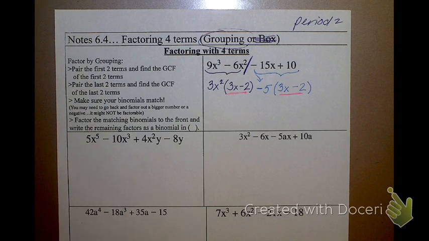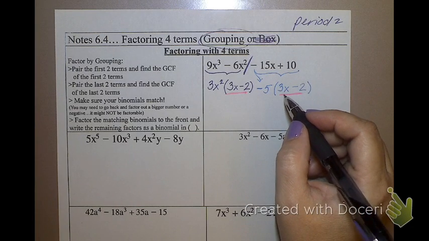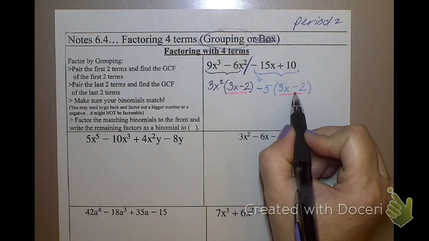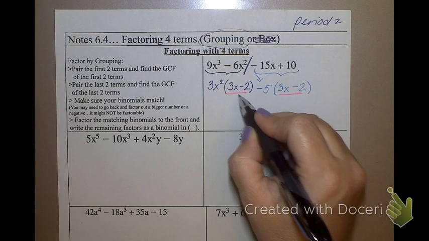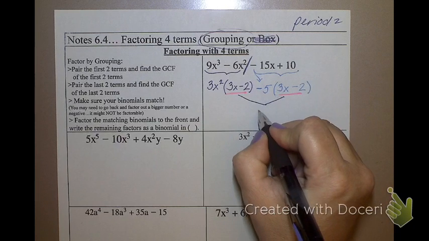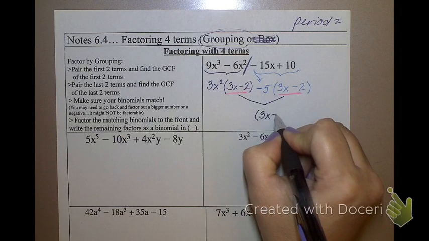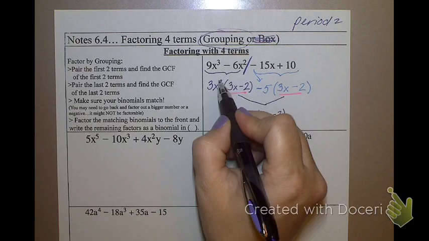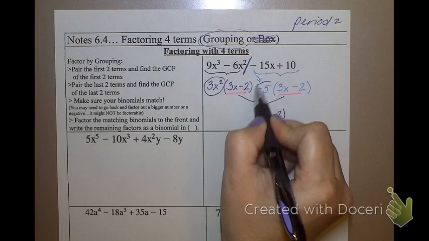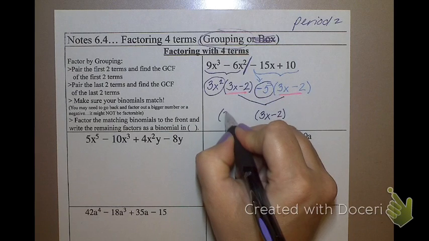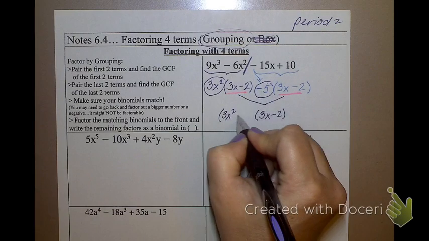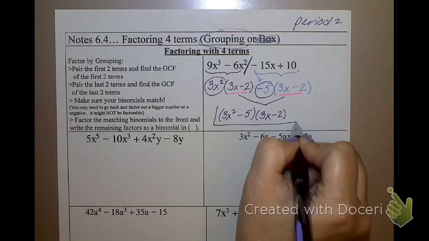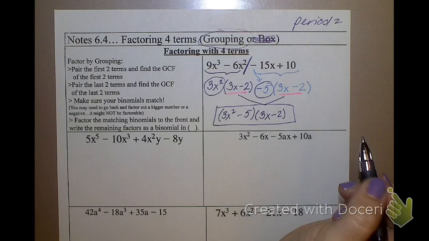That's a good thing. Now, this is the part that always messes people up. They see 3x minus 2 twice, so they want to write it twice in their answer. Well, these 2 parentheses actually just become 1. And I'll explain why in just a minute. The other parentheses is what I was distributing out here. So that would be 3x squared minus 5. That's my answer. Not too bad? Every one of those is done the exact same way.